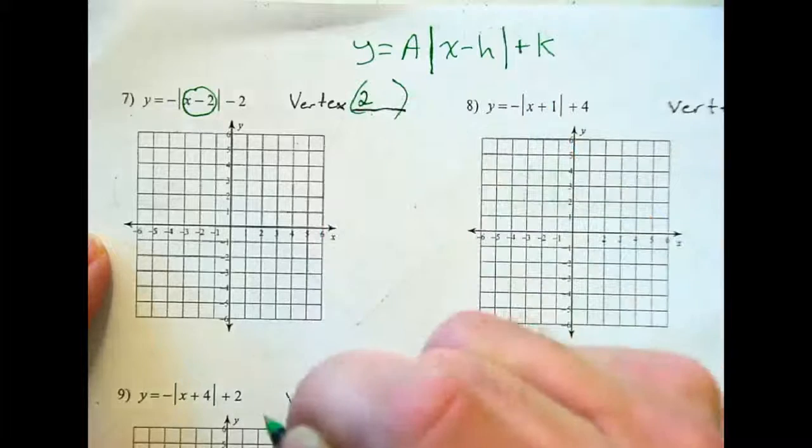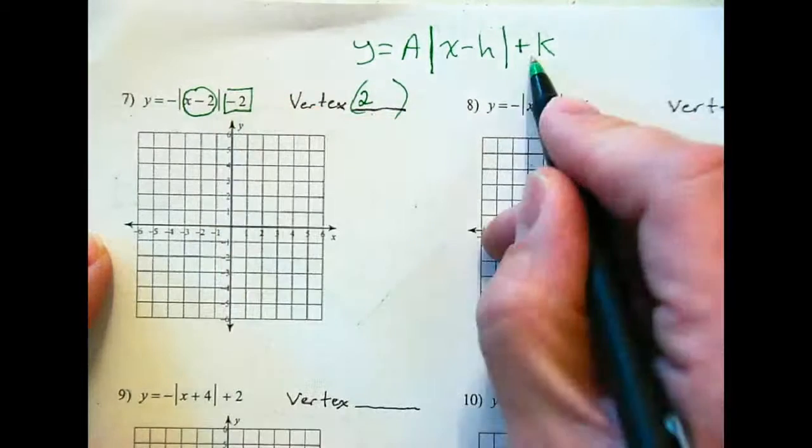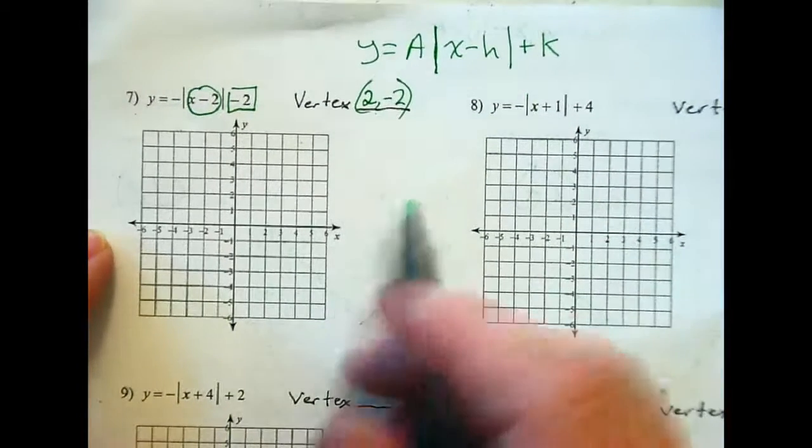That's our h value. Our k value is what's back here. That's where k is. So in this case, k is -2. So our vertex would be 2, -2. So we find that, and we graph it.